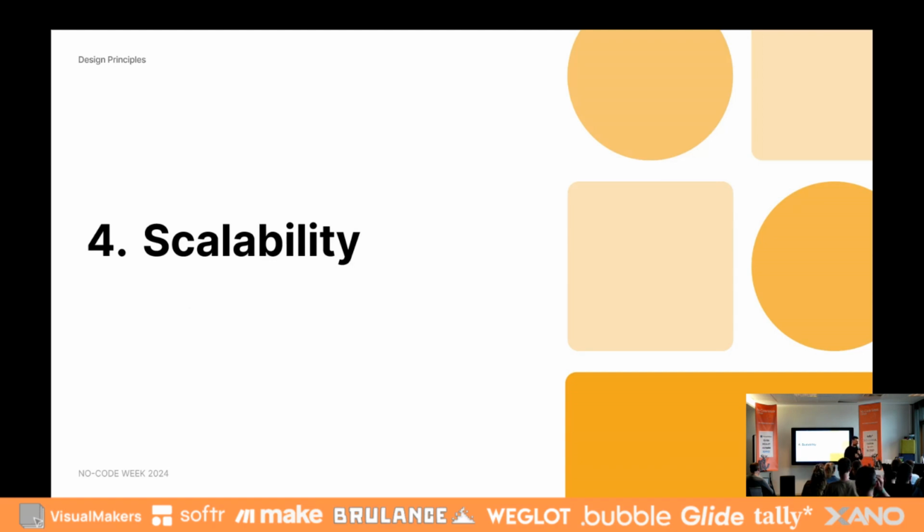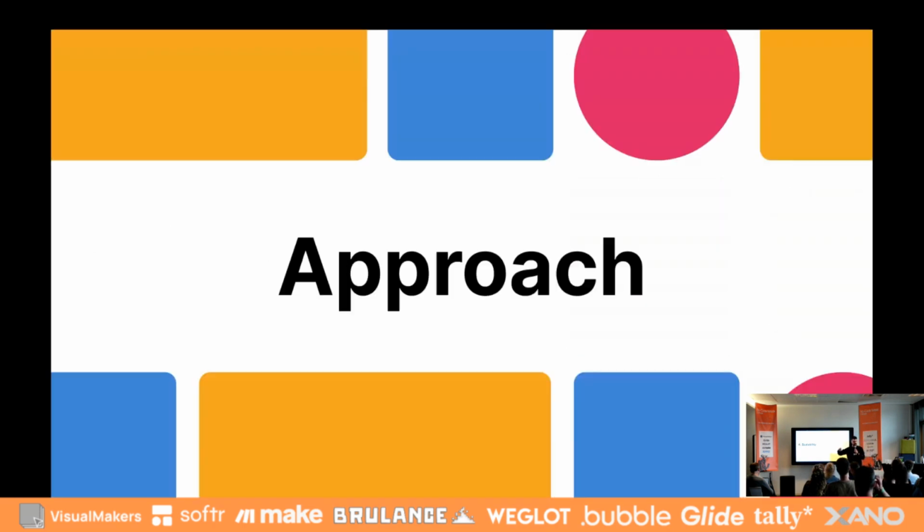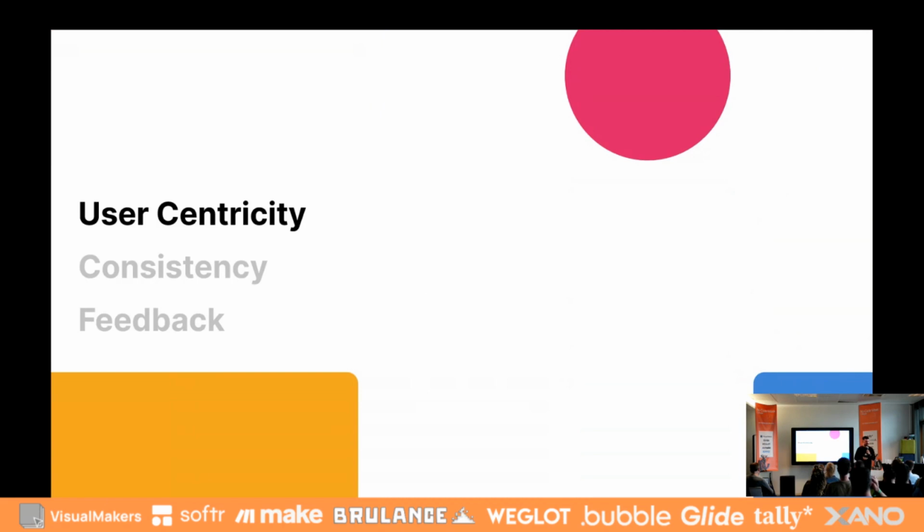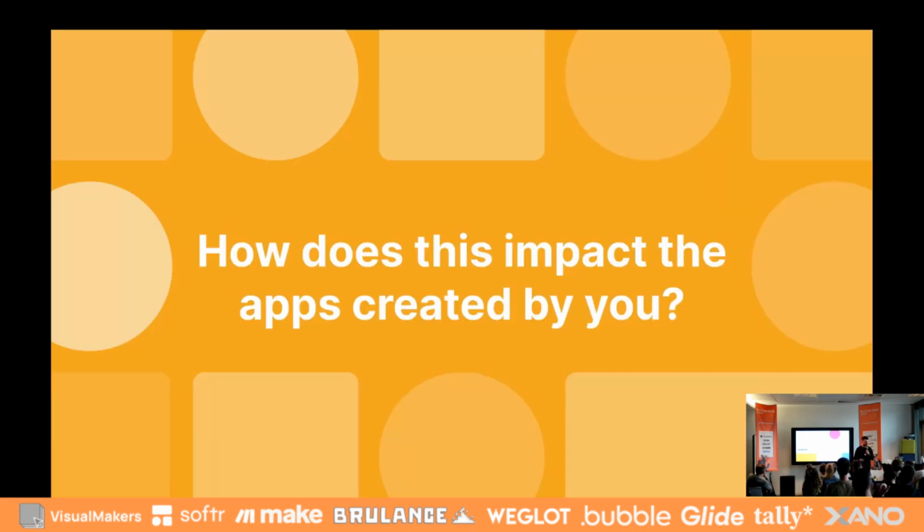And the fourth one is to keep in mind scalability. It is very important that you keep in mind how the product can scale in the future without adding complexity to it. So the approach that we're taking at Softr specifically in order to follow those principles is to use a user-centric approach, being very close to our users, keep consistency across the entire product to have a cohesive experience, and also get feedback continuously from the users that are using the product, which we can apply to the product.